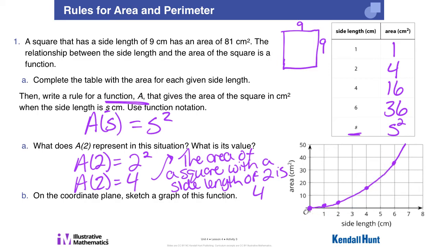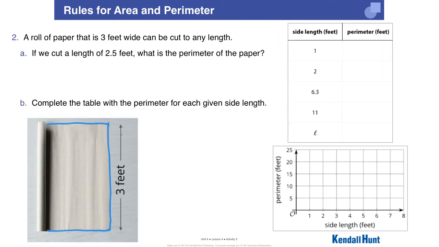Here's what our graph ends up looking like. I did add the point (0, 0) because I know if a square has side length of 0, its area is going to be 0. I added in my other data and we start to see this curve here. I did connect it with a line because we can have all those partial values in between, all the fractions and decimals. Now we have an example with perimeter.